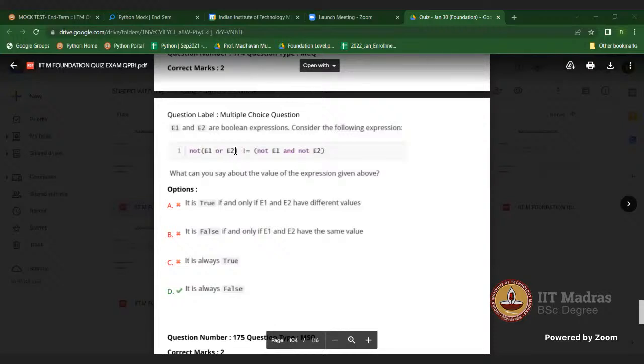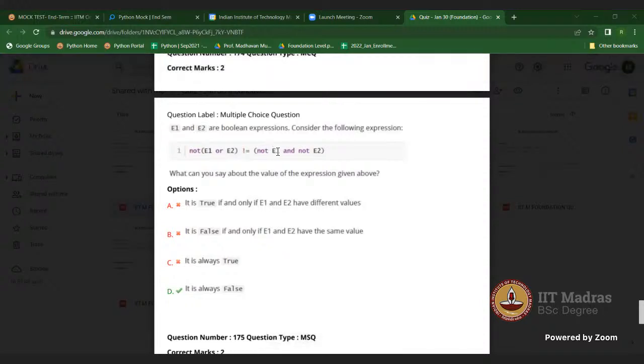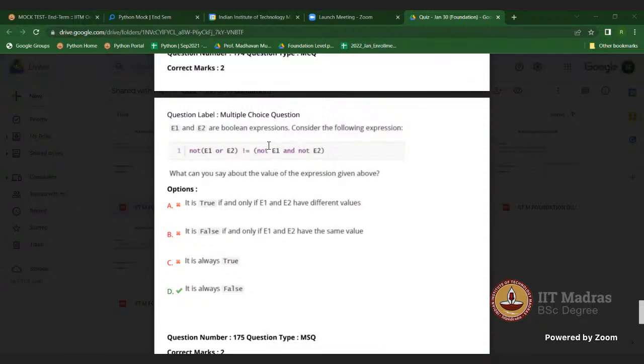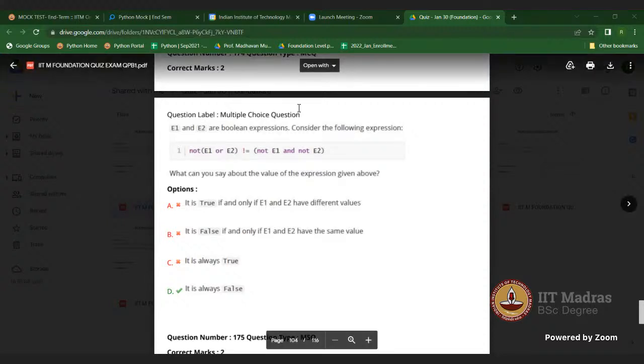Not of E1 means, let's say E1 is true. Not of E1 is going to be false. If E1 is false, not of E1 is going to be true. False and false is false. False and false is false. Only true and true is true. False and false is false, and not false is true.